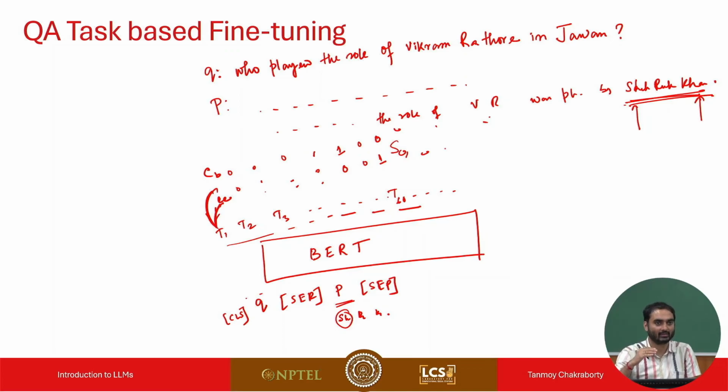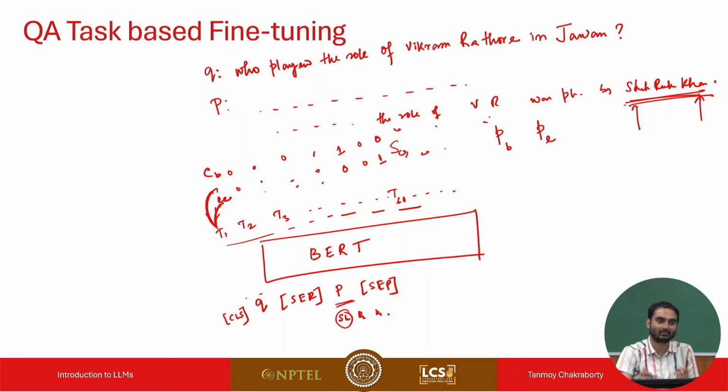I want the model to predict these labels, right? Now you feed the input to the model, it will produce the embeddings, and those embeddings will be fed to the classification layers. Classification layers will essentially produce some probabilities. There are two probabilities: one is the probability that the current token acts as a beginning, and the other is that the current token acts as an end, right?